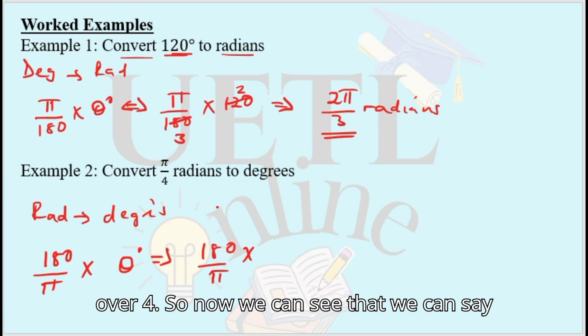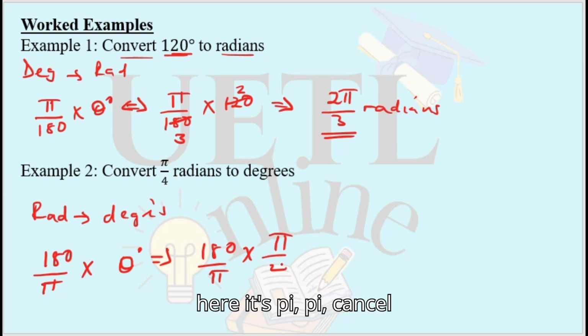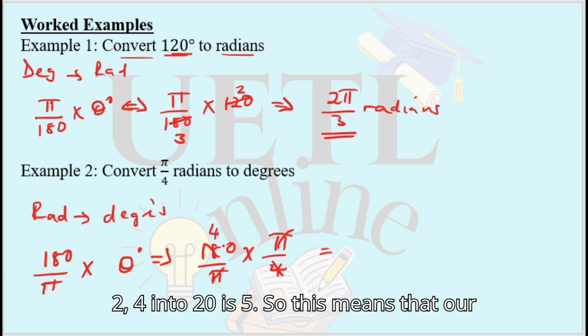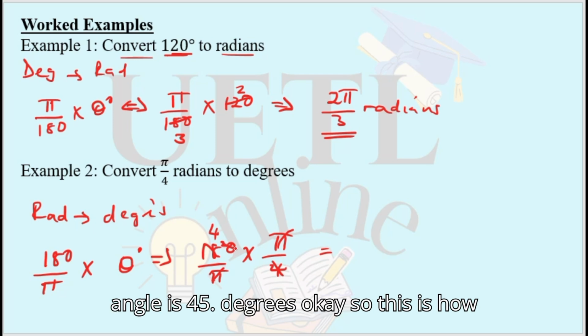Pi over 4. Now we can see that the pi cancels out. Then 4 into 18 is 4 remainder 2. 4 into 20 is 5. So this means that our angle is 45 degrees. So this is how we do it.